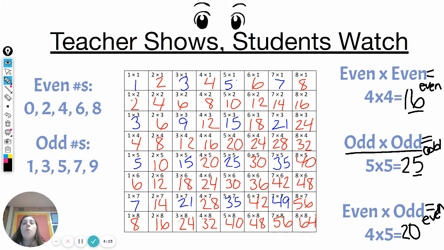So when you're coming up with your answers for multiplication, that can be an easy way to double check. Remember, factors are the numbers that we multiply together. If one of your factors is even, your answer will be even. So let's go ahead and practice that together.